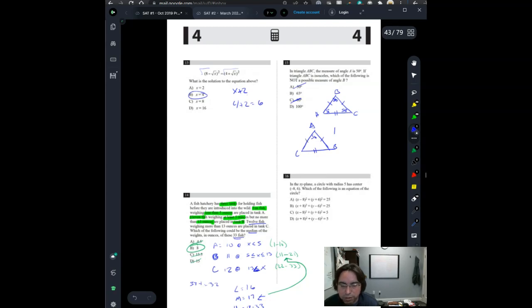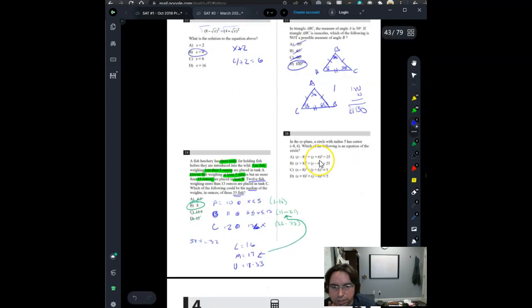So if that's 50, then 180 minus 50 is going to give me 130, and divide that by 2. So that means this has to be 65, and this has to be 65. So it can't be 65. One angle that's not possible in this particular instance is 100 degrees there.